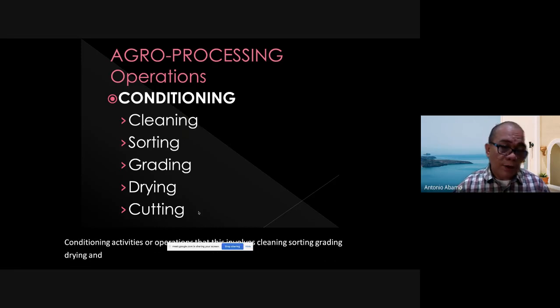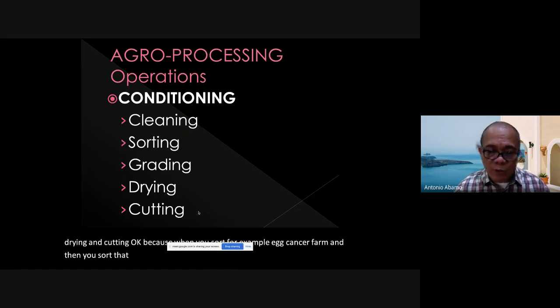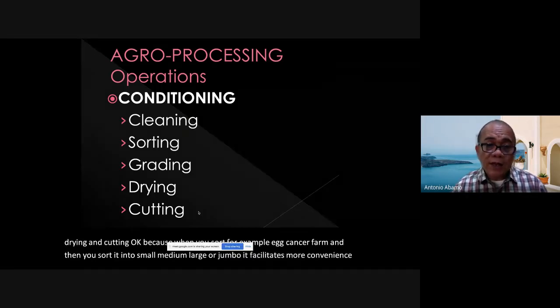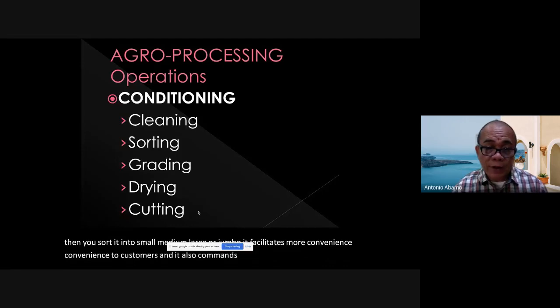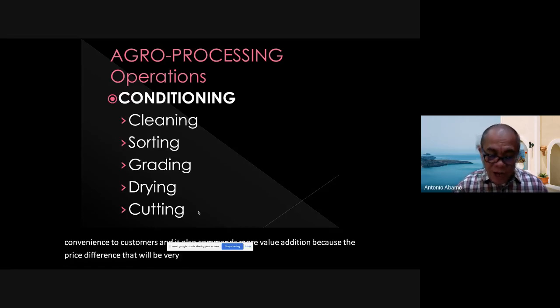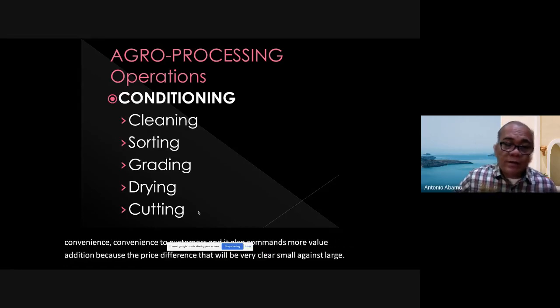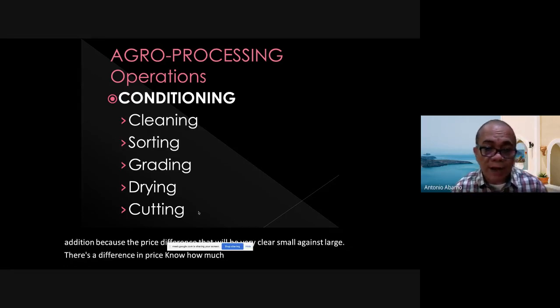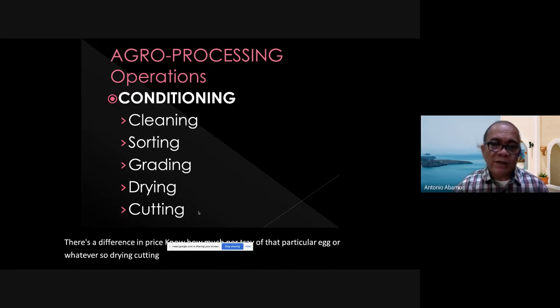Because when you sort, for example, egg, you can farm, and then you sort that into small, medium, large, or jumbo, it facilitates more convenience to customers, and it also commands more value addition because the price difference now will be very clear. Small against large, there's a difference in price. How much per tray of that particular egg or whatever. So drying, cutting, so these are some of the conditioning operations.